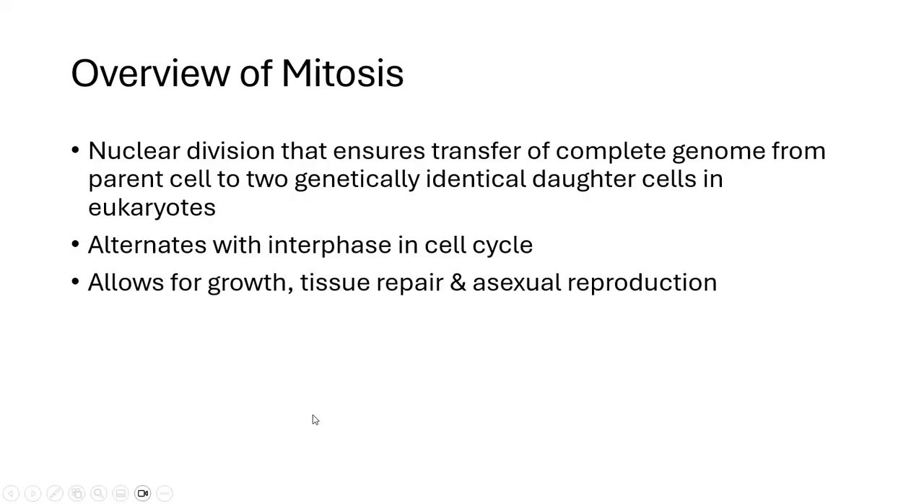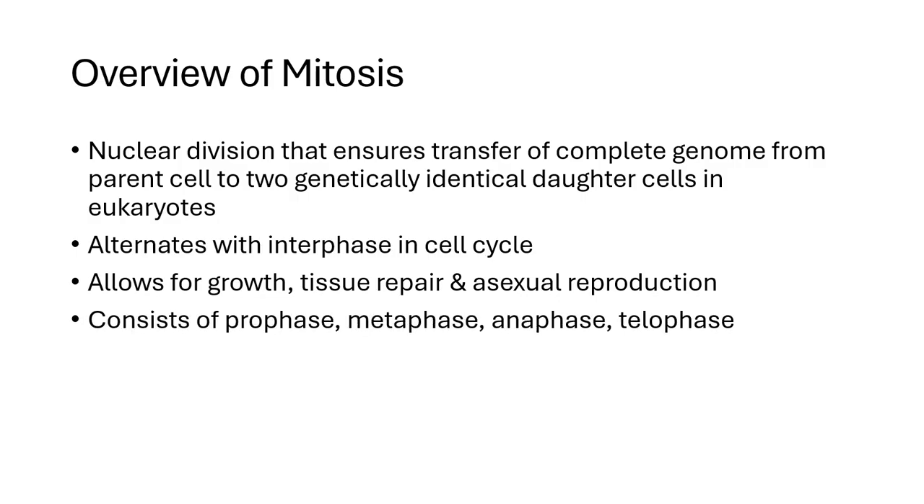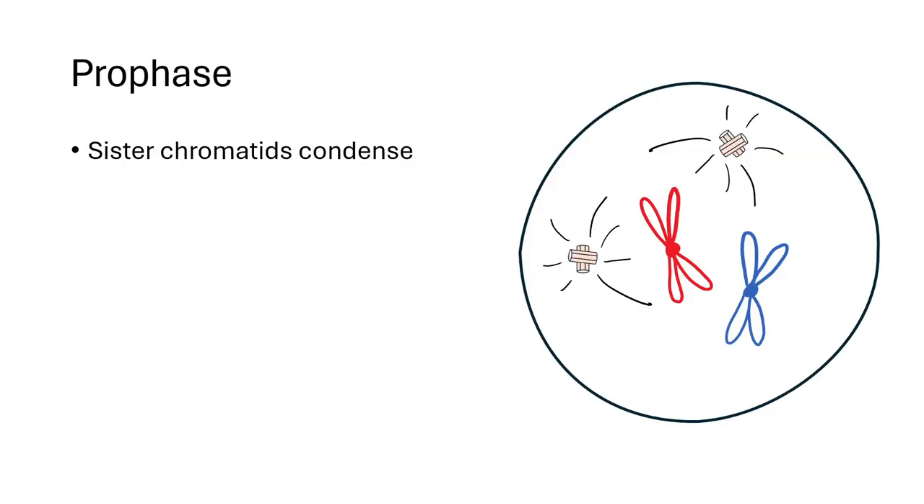Mitosis is going to allow for reproduction of cells in a multicellular organism. That's going to be growth, tissue repair, anything you need new cells for. And if you have a unicellular eukaryote, that's going to be responsible for asexual reproduction. There are 4 phases during mitosis: prophase, metaphase, anaphase, and telophase. And then it's going to be followed by cytokinesis.